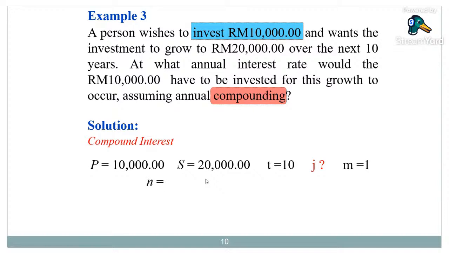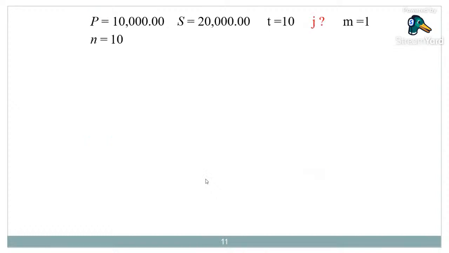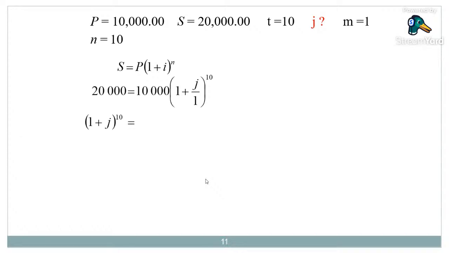So directly sebenarnya kita nak cari I lah. So N kita adalah 10 lah sebab M kita sekali je dan tahun kita 10. So N kita 10. So directly dalam formula kita boleh substitute lah. S 20,000, P 10,000, J tak tahu, M 1, N sama dengan 10. So 1 plus J to the power of 10 is equal to 20,000 divided by 10,000 is equal to 2 lah. And then nak cari J tu, punca kuasa 10 tu macam nak hilangkan?